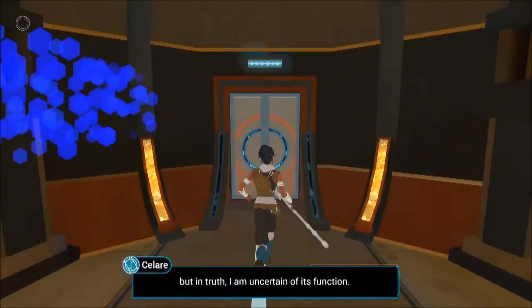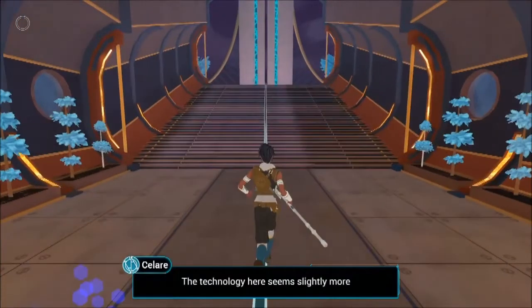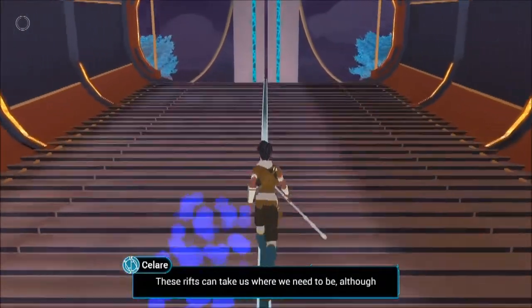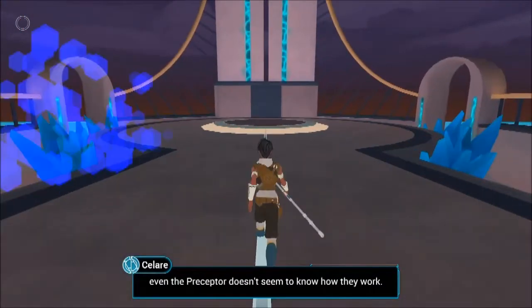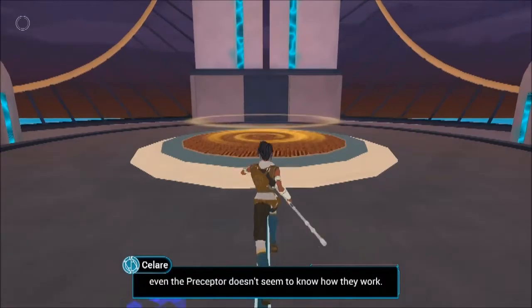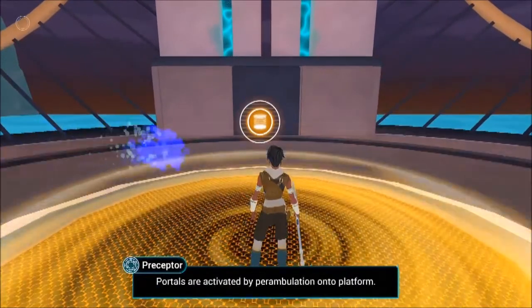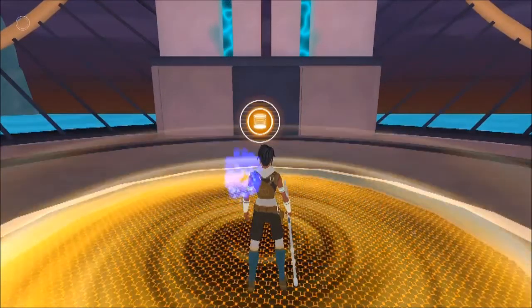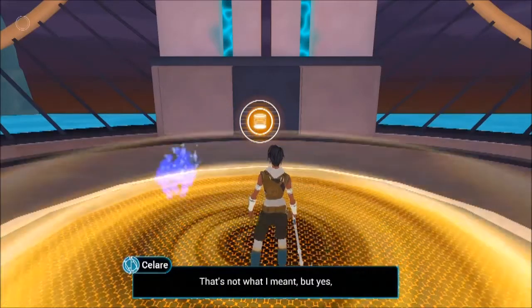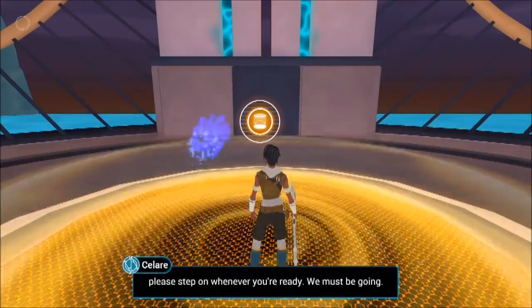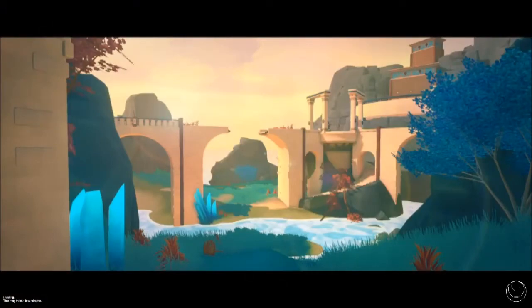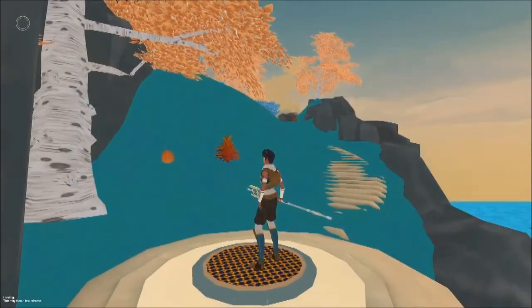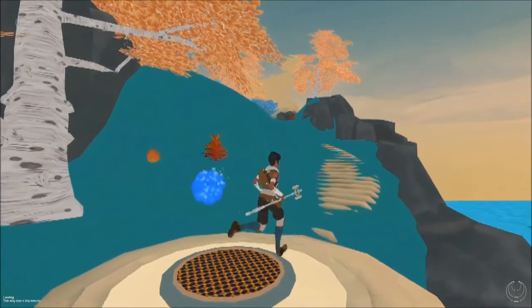But in truth, I am uncertain of its function. The technology here seems slightly more complex than these rifts can take us where we need to be. Although, even the Preceptor doesn't seem to know how they work. Incorrect. Portals are activated by perambulation onto platforms. That's not what I meant. But yes, please step on whenever you're ready. We must be going. Oh dear. The portals are activated by walking onto the platform. Well done.